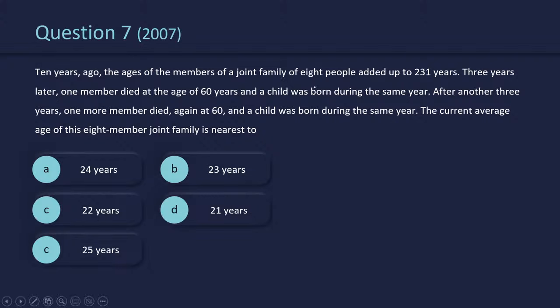10 years ago, the ages of the members of a joint family of 8 people added up to 231 years. ठीक है, 10 years ago. अभी कौन सा साल चल रहा है? 2023. So let's talk about 2013. In 2013, the number of people were 8 and the total age of these people were 231 years, right? So this is the year, this is the number of people, and this is the total age. Next it says 3 years later. 3 years later मतलब 2016 में. One member died at the age of 60 years and a child was born.